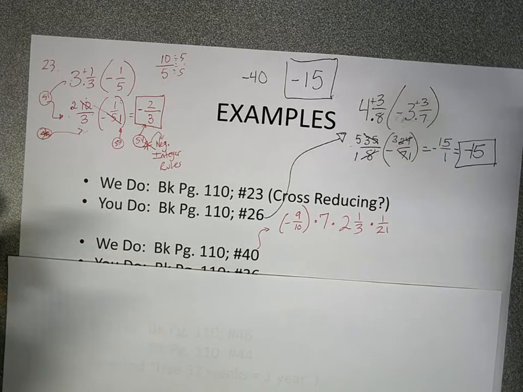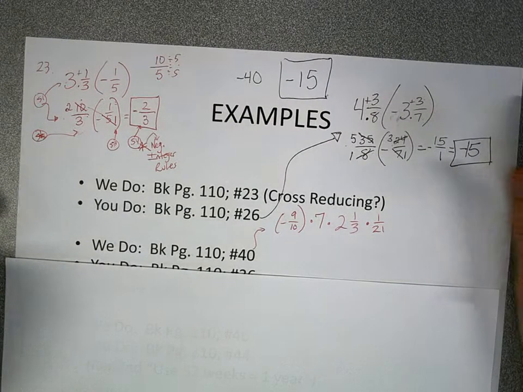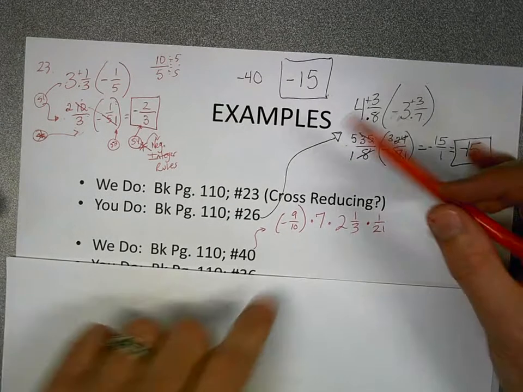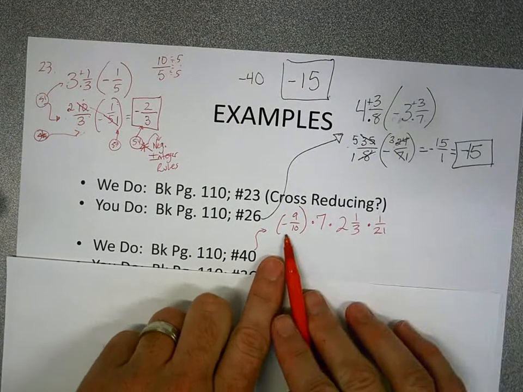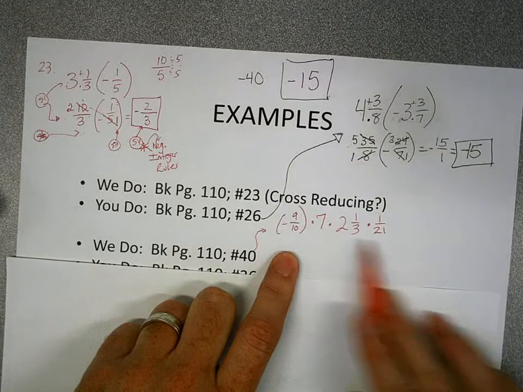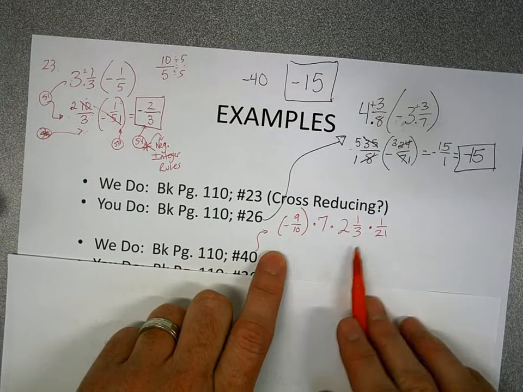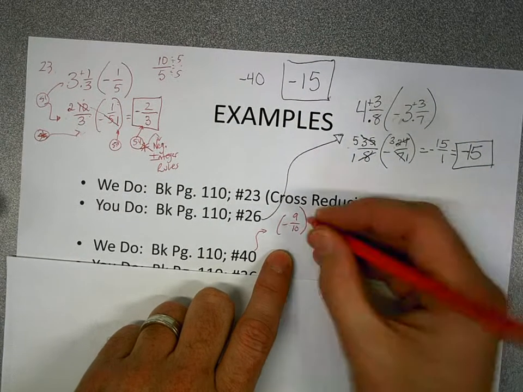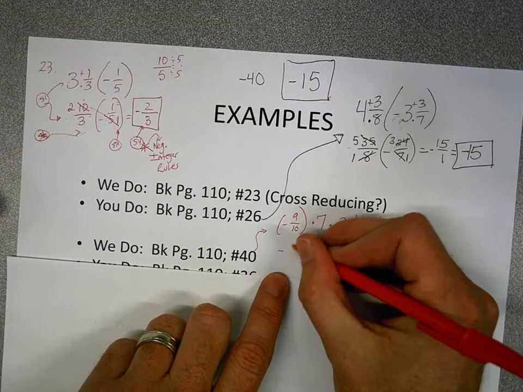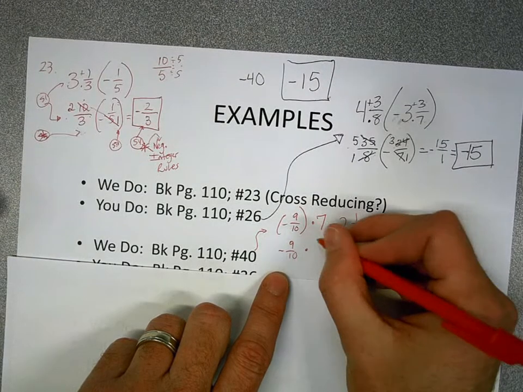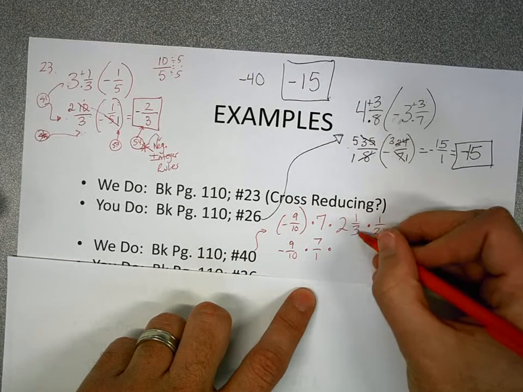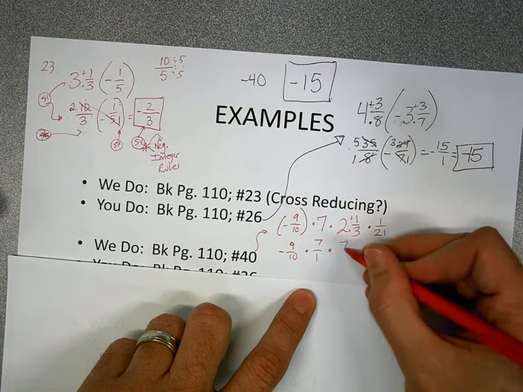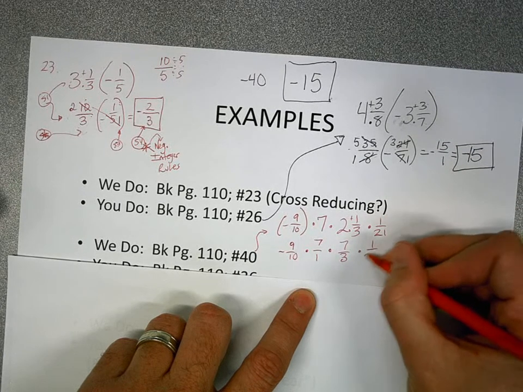So here we go. You're going to see me do this problem using the same exact steps. Even though there's a lot of different ones here, I'm going to use the same exact steps. Watch this. This works with multiplication. First of all, I'm going to make sure that any either whole number or mixed number is written as an improper fraction. So I have negative 9/10 times 7 over 1 times, that's 6 plus 1 is 7, so 7/3 times 1 over 21.